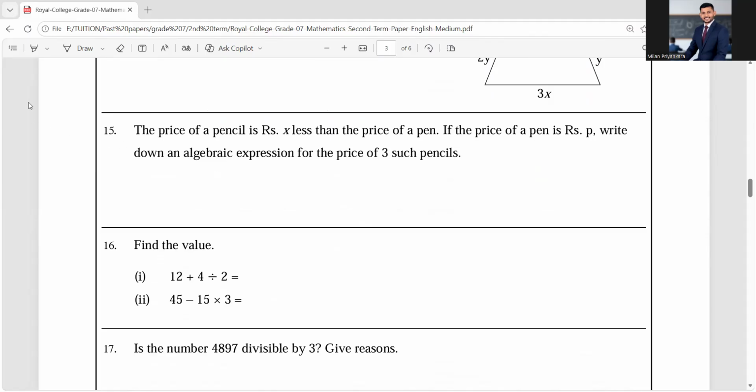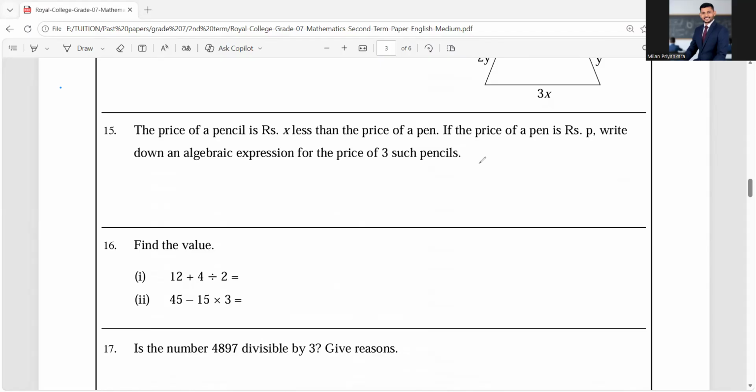Let's go with that, right? Now it's 15. The price of a pencil is X less than the price of a pen. Don't take it as the price of a pencil is X. It's not that. It doesn't say the price of a pencil is X. It says the price of a pencil is X less than the price of a pen.